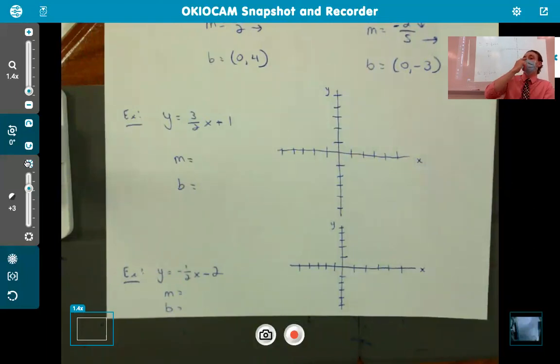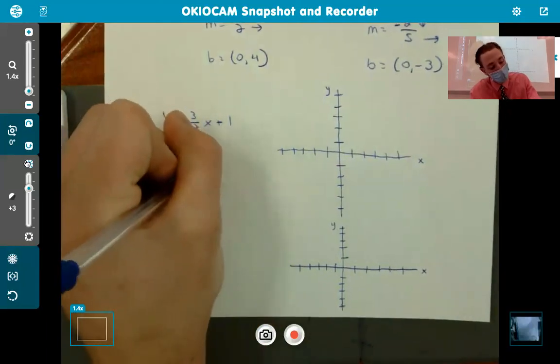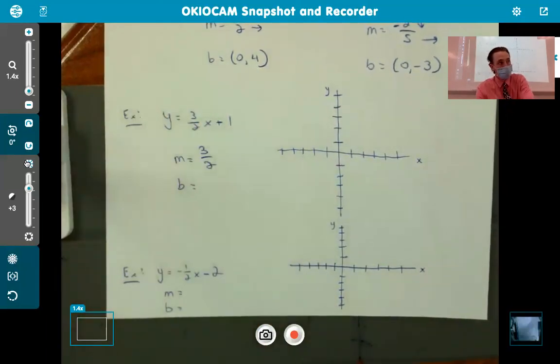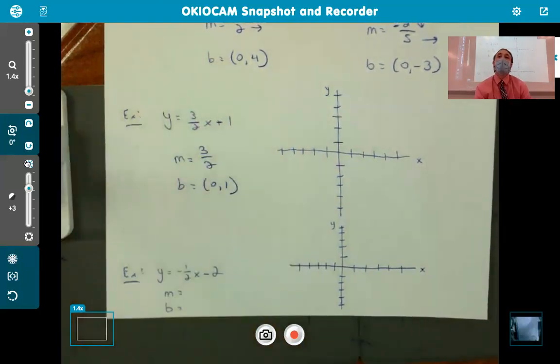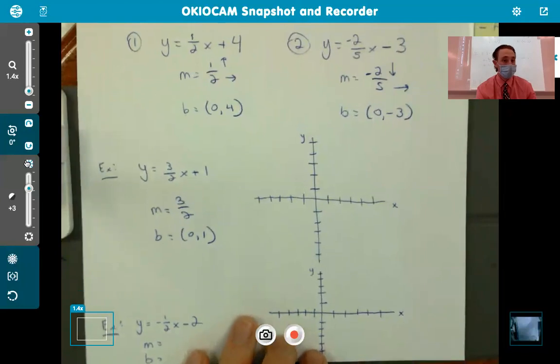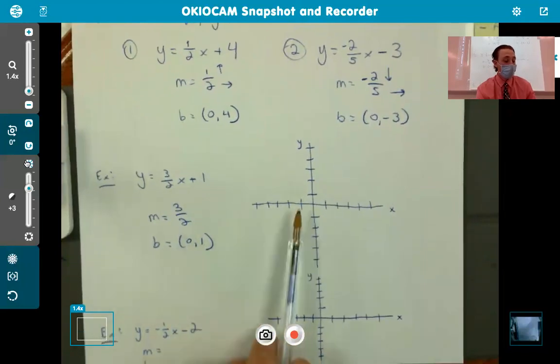So let's do 2 examples here. Let's do the same thing that we just did. First, identify what the slope is. So I have y equals 3/2 x plus 1. What's my slope? 3 over 2. Good. What's my y-intercept? 1. But how would I write that as a point? 0, 1. Good. So the first thing I need to do is plot that point.